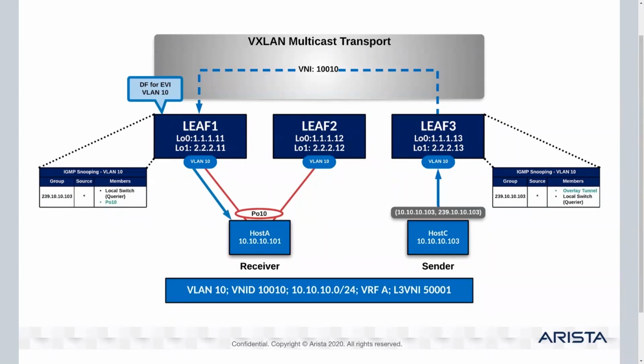In this scenario, now that we have the control plane in place, the type 6 and type 7 routes, the multicast feed can be VxLAN encapsulated from leaf 3, sent into the EVPN domain, and ultimately delivered to our designated forwarder of leaf 1 for that EVI on that ESI. From there, it'll be sent out to the receiver. So I wanted to cover that last piece before pausing for questions.